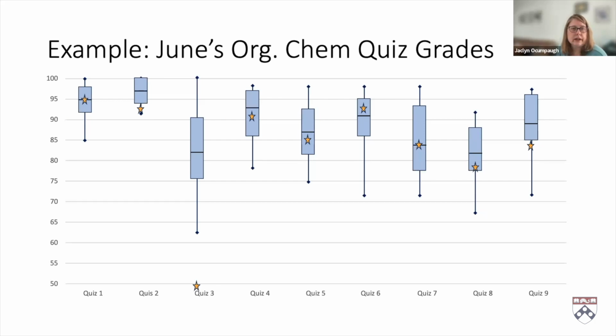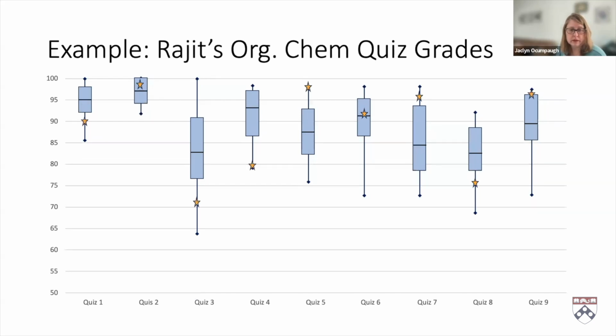So here's June's organic chemistry class quiz grades. And we can see in general, June, even though she's been flagged as having a problem, really is within range or above average compared to her classmates. And it's really just quiz 3 where we're seeing her struggle. Rajit, on the other hand, is not performing quite as well as June, but is really only struggling on this one quiz right here, right at this 70. It just happens that he's below average on enough quizzes that he's been flagged by the system as somebody that might need additional support.